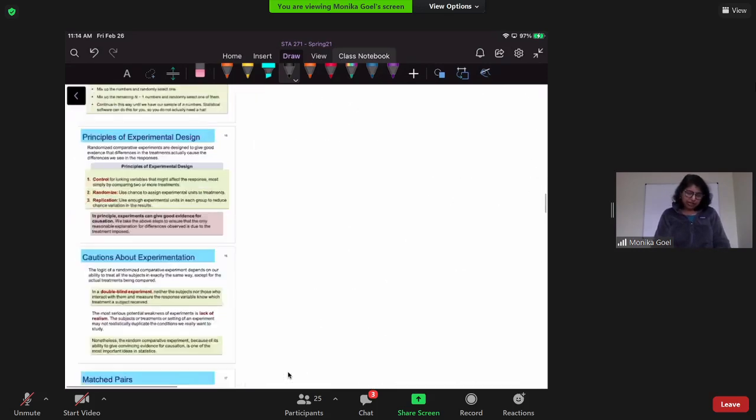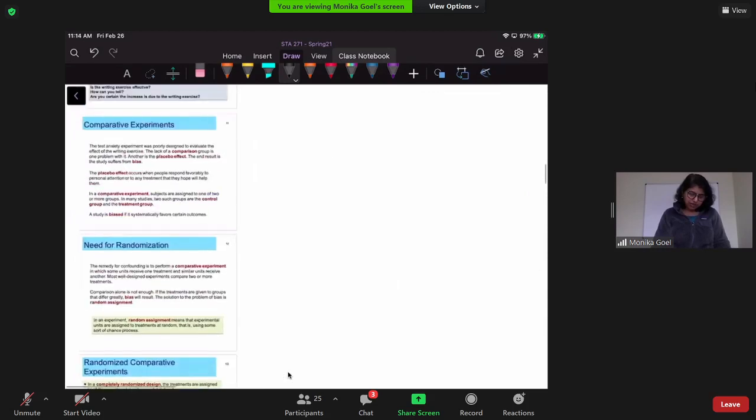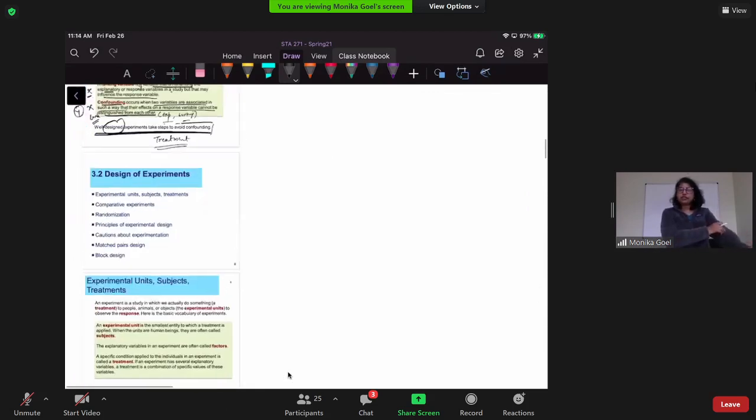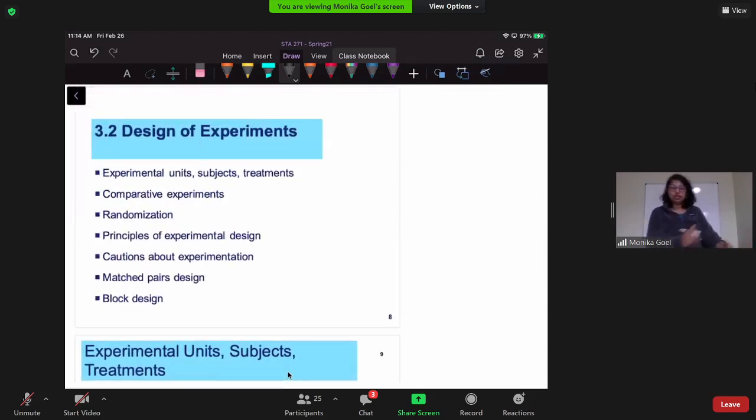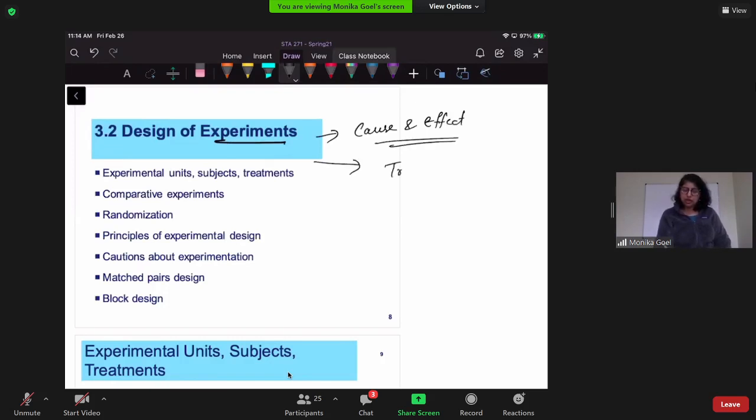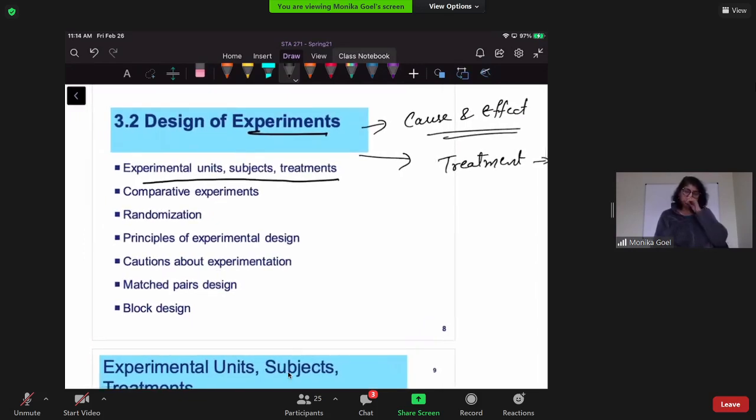So our next, and the last topic for this chapter, is designs of experiment. We talk about what is an experiment. When our goal is to see if there is a cause and effect relationship, we work with experiment. And what do we do in the experiment? We apply the treatment to the subject, and then we see if there is a cause and effect relationship or not. So there are some fundamental things about when we talk about experiment.